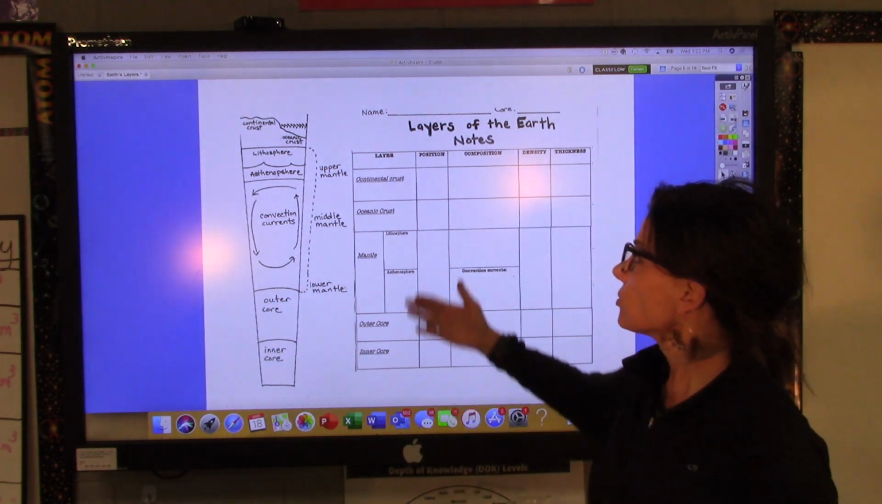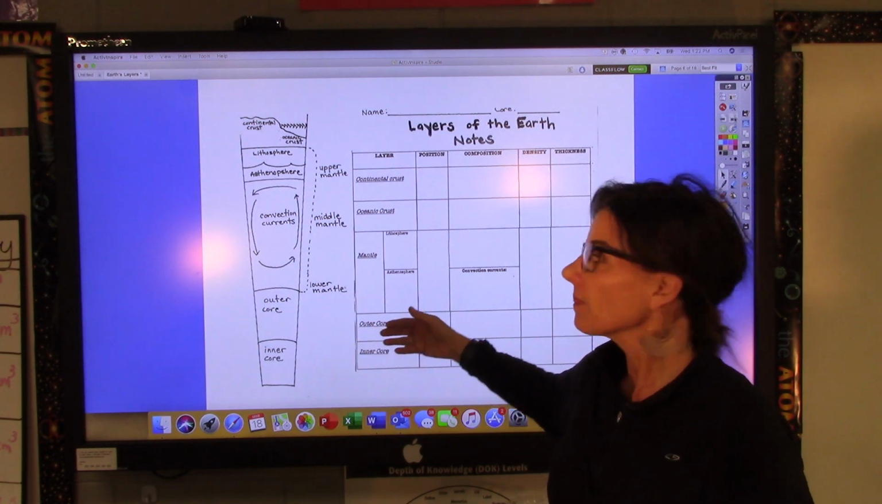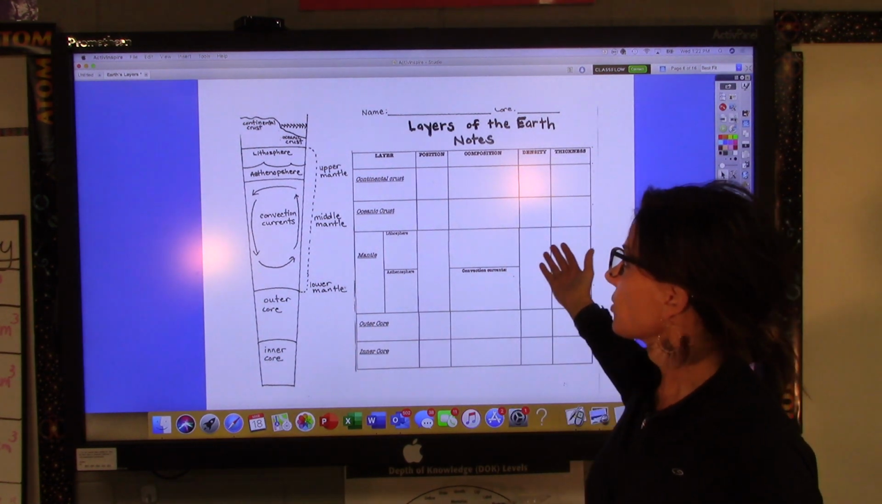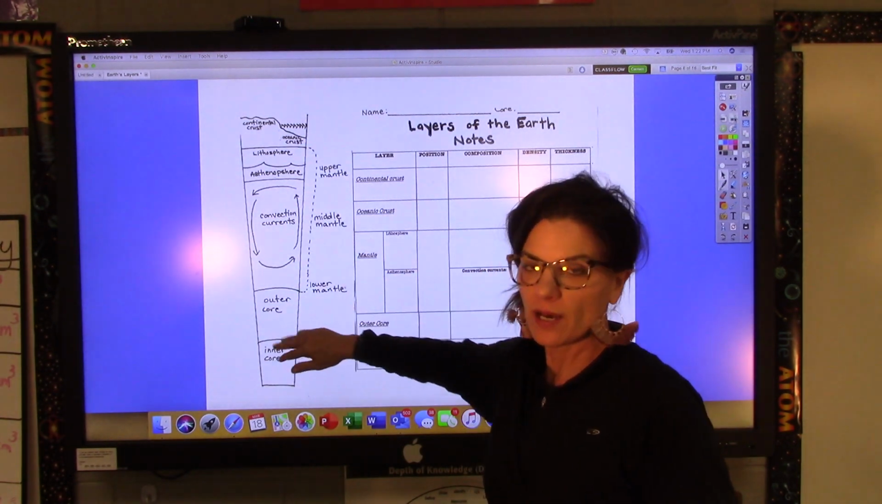So this is sort of the graphic organizer that you're going to use to take your notes. And I'm going to show you on the next page kind of how it's going to work out. But basically here is another sort of cutout of the Earth.